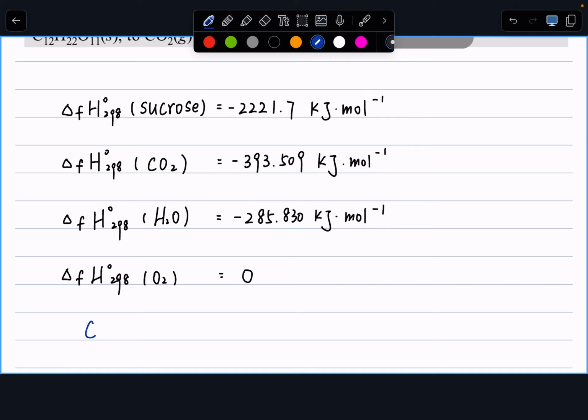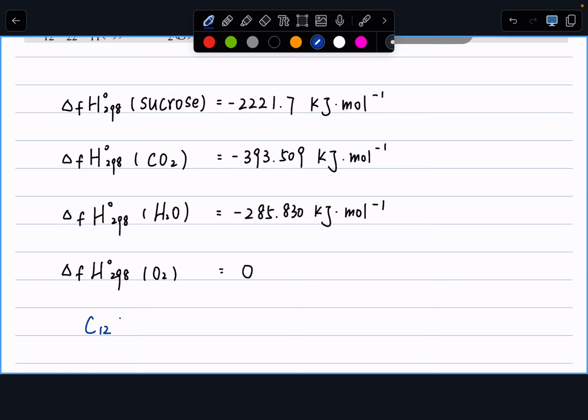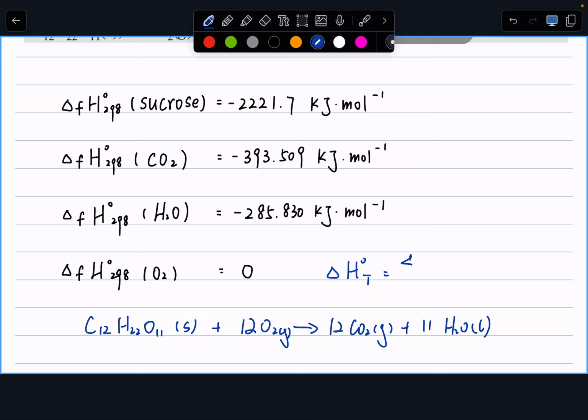Now, in this case, for sucrose, we have C12H22O11 solid plus 12 O2 goes to 12 CO2 gas plus 11 H2O liquid. Right, and then we're just using delta H naught at a certain temperature equals the summation of the stoichiometric coefficient times the heat of formation of each substance at temperature T. So we know our stoichiometric coefficients: this one is -1, -12, 12, and 11. And we have our heats of formation, just plug in numbers. Right, so this is how to use the tabulated data.